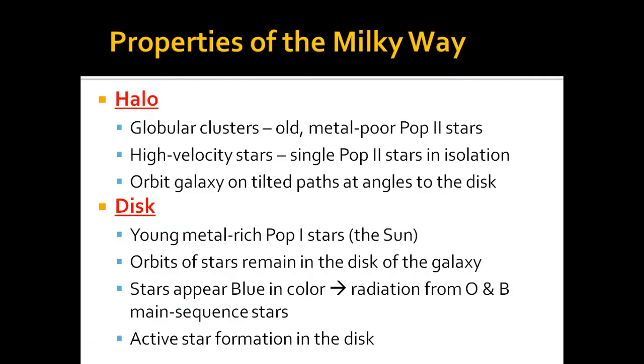So what are just the basic properties of our Milky Way galaxy? First off, our sun lies within the disk of our galaxy. It's about 8,000 parsecs, or about 26,000 light years, from the center of our galaxy. And the sun actually orbits the center of the galaxy at a speed of around 800,000 kilometers per hour. That might seem really fast, but it takes our sun about 200 million years to complete one orbit around our Milky Way galaxy.